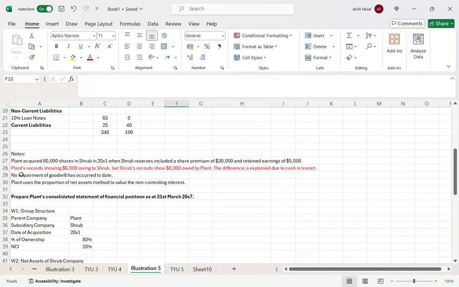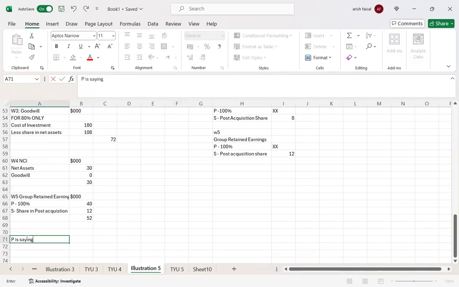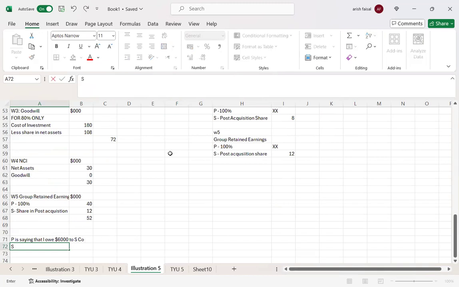Now, for this point, plant records showing 6,000 owing to shrub. So plant, the parent, is saying that I owe 6,000 to subsidiary. But let's see what the subsidiary has to say. But shrub records show 8,000 owed by plant. Subsidiary is saying that no, you owe us 8,000. So you can understand that parent is saying that we have to pay 6,000, but the subsidiary is saying no, you have to pay us 8,000.